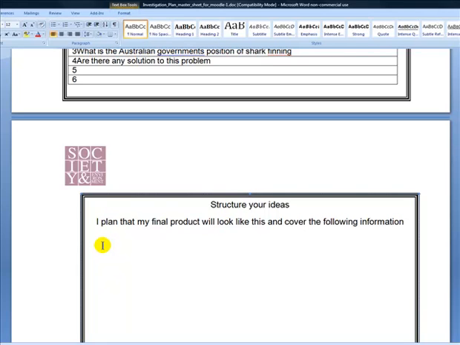Now, for me, I personally don't like writing my introduction immediately because I often find that I work better if I know what I'm going to say before I introduce the topic. So I'm just going to put in intro here, and I'm going to leave a few spaces so that I can fill that in at a later point in time.